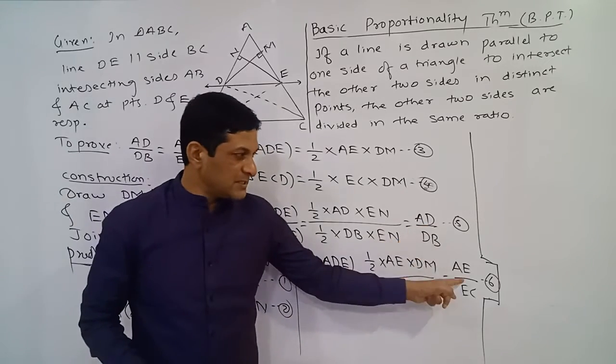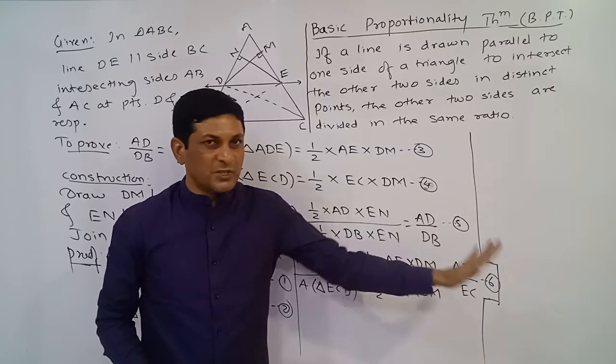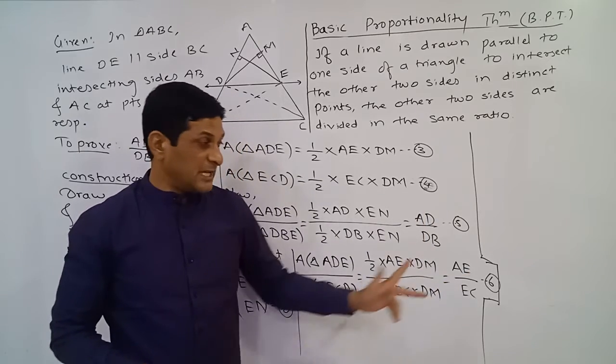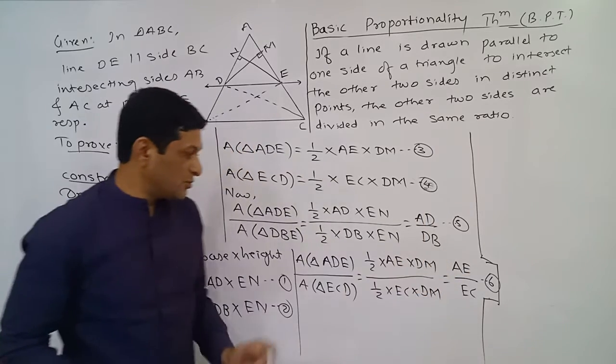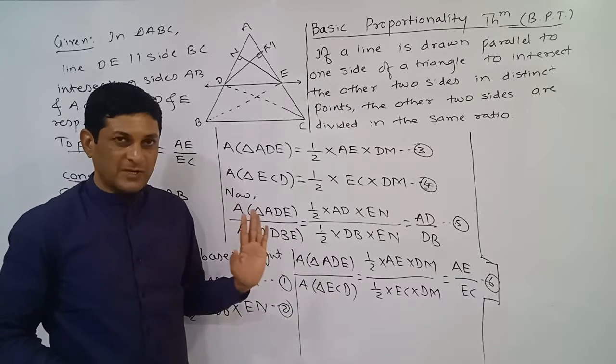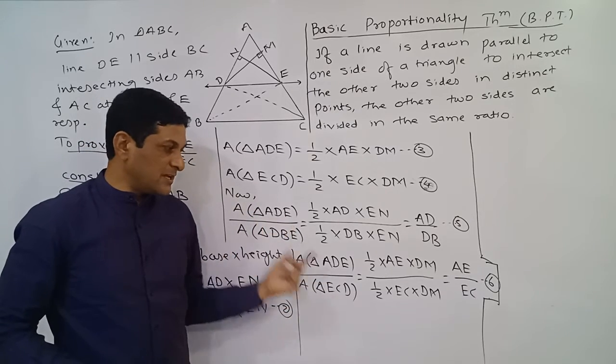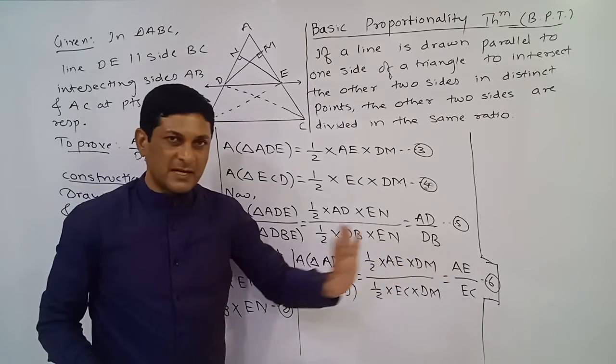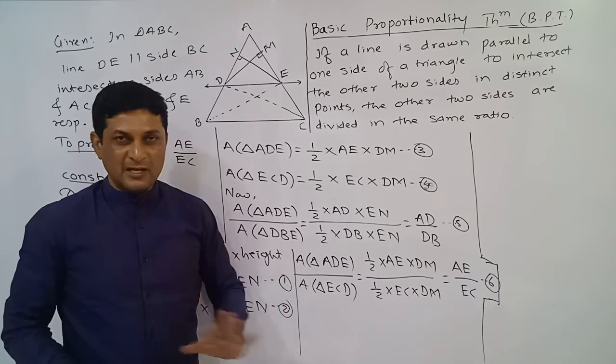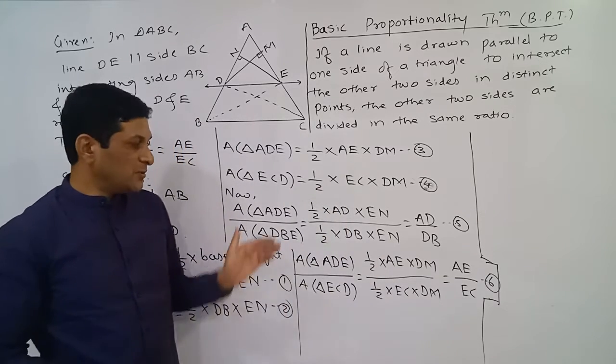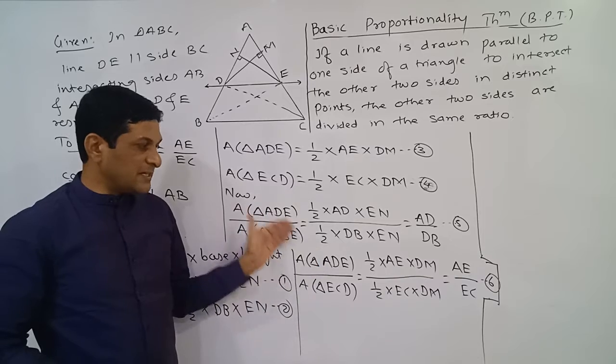Now to show that the right hand sides of these two equations are equal, we have to show that these left hand sides are also equal. If we are able to show that these left hand sides are equal, we can say that these right hand sides are also equal. So to get our required result, we have to show that these left hand sides are equal.